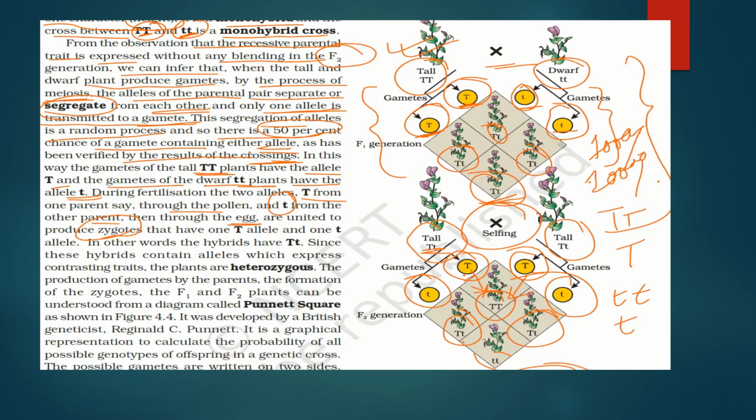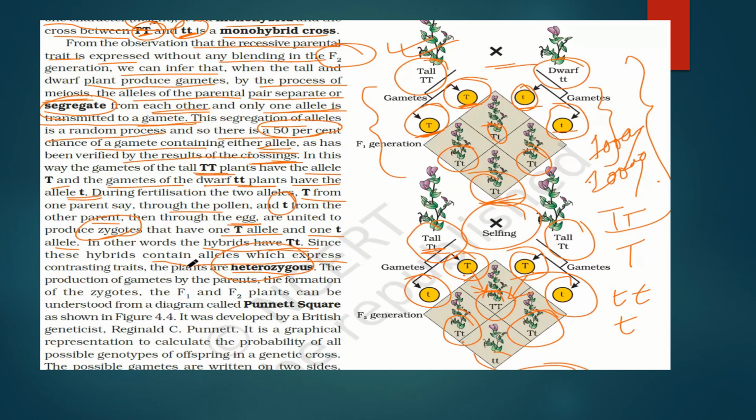So one of the alleles is coming from one parent through pollen and another is coming from the other parent through the egg. So they are united to form the zygote, and that one T allele and one t allele are combining to form the zygote. So in other words, hybrids have Tt. Okay, since these hybrids contain the alleles which express contrasting characters, they are called heterozygous.